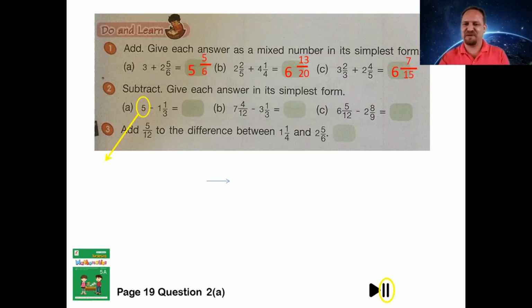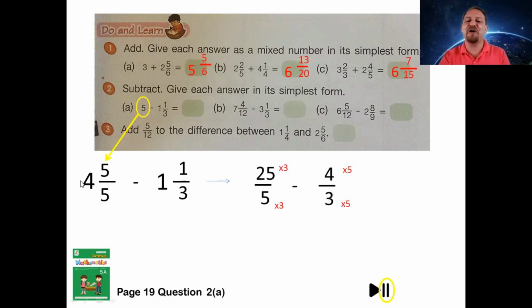Okay, good, and we're back to question 2A. So the whole number 5, remember you must turn it into a mixed number, 4 and 5 over 5. That makes our job easier, doesn't it? Now we have 4 and 5 over 5 minus 1 over 3. Which method did we use? Okay, we turn the mixed numbers into improper fractions.